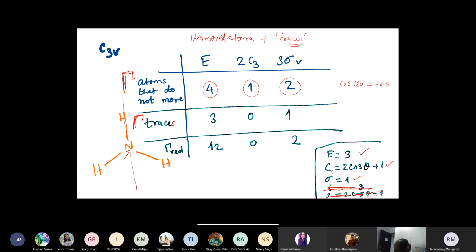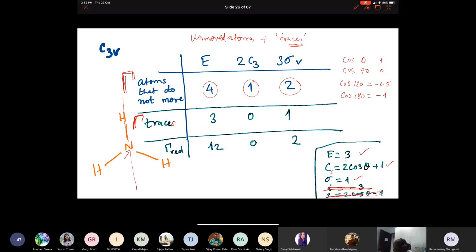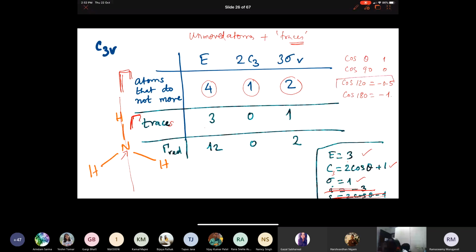Minus 0.5. So once again, let me write here. Cos 0 is, cos 90 is, cos 180 is. So it's minus 0.5. So minus 0.5 into 2 is minus 1 plus 1. 2 cos theta is equal to 0. So you get a value of 0 here.